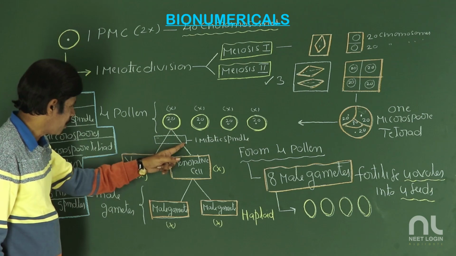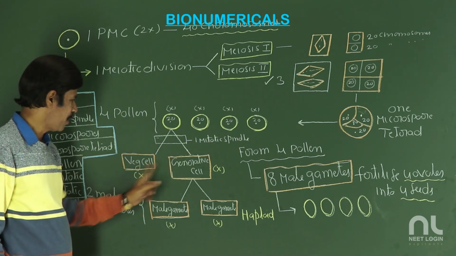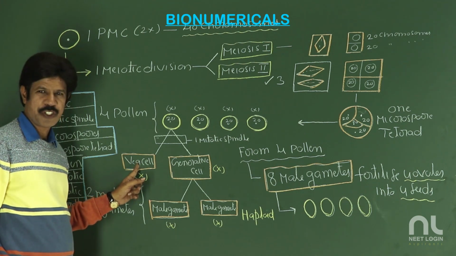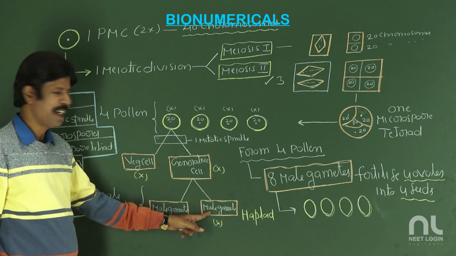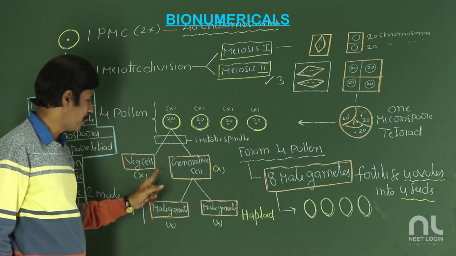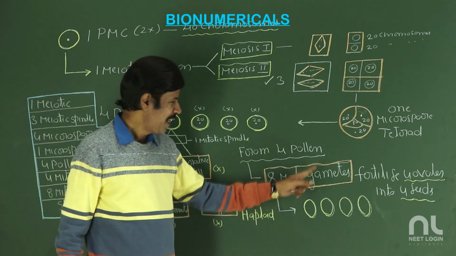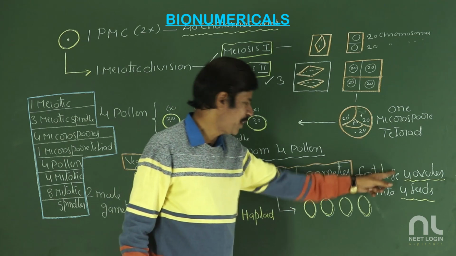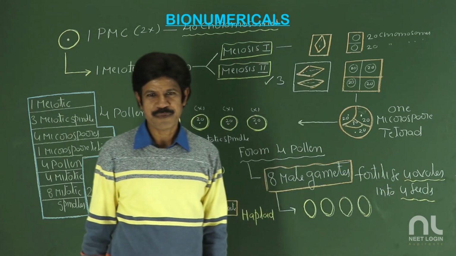One pollen grain undergoes 1 mitotic division with formation of 1 mitotic spindle, forming a generative cell and a vegetative cell. One generative cell forms 2 male gametes. So 1, 2, 3, 4. 4 pollen grains form how many male gametes? 8 male gametes. These 8 male gametes are sufficient to fertilize how many ovules? 4 ovules into 4 seeds.